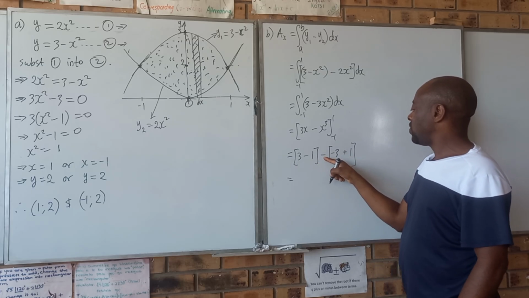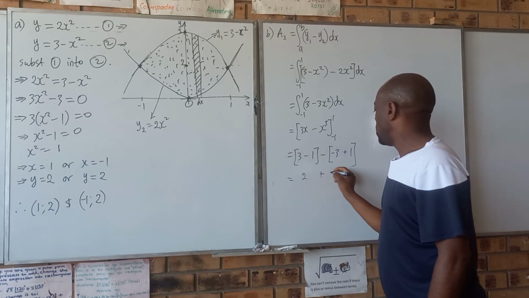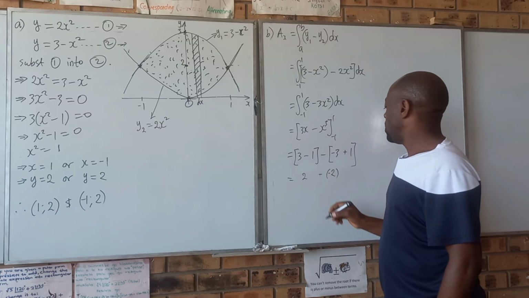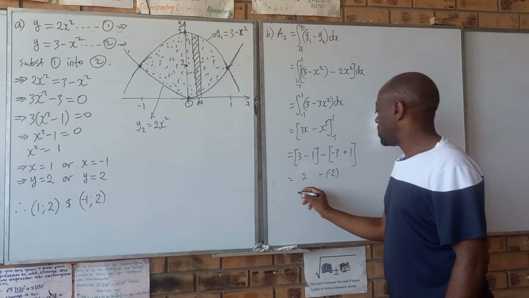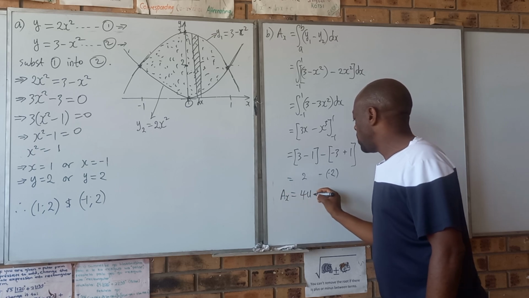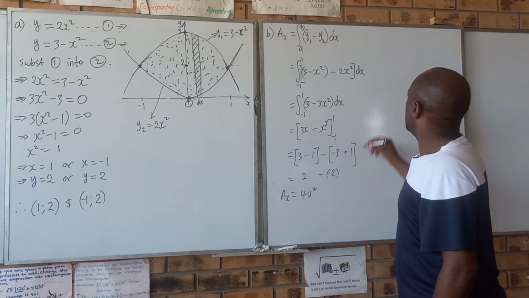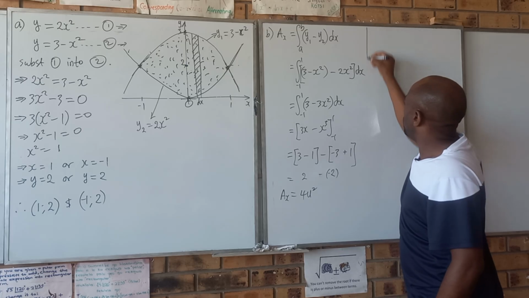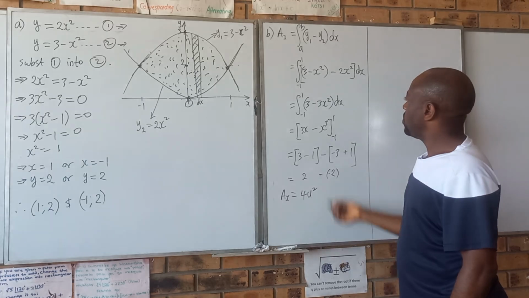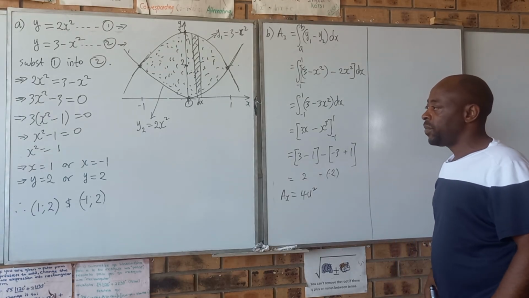And another negative makes it +2, so this is like 2 plus 2, or can I say 2 minus -2? In that way, the two negatives become positive. Then we see that our area is 4 unit square. So that is how we get our area in that problem. So you see, it's something so easy.